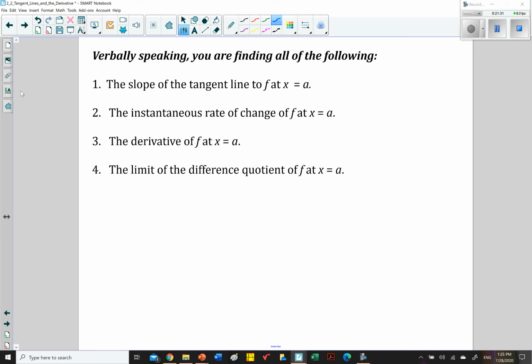So verbally speaking, you are finding all of the following. You're finding the slope of the tangent line, the instantaneous rate of change of the function, the derivative of the function, and the limit of the difference quotient of a function. All of that vocabulary is interchangeable. They all mean the same thing.